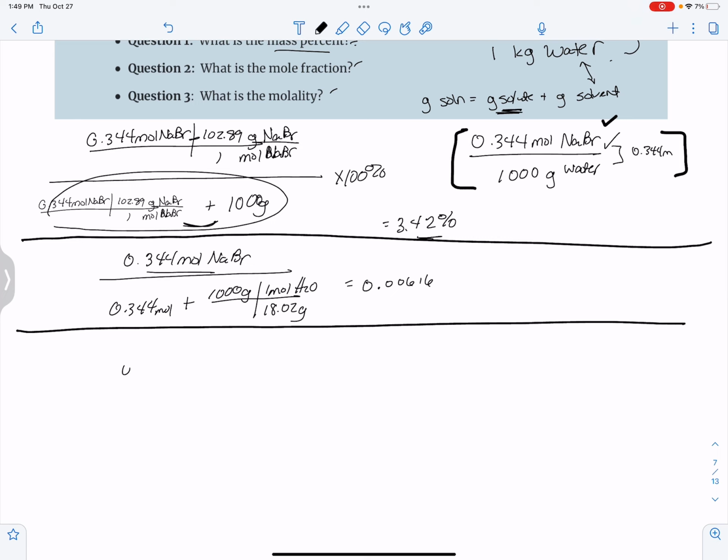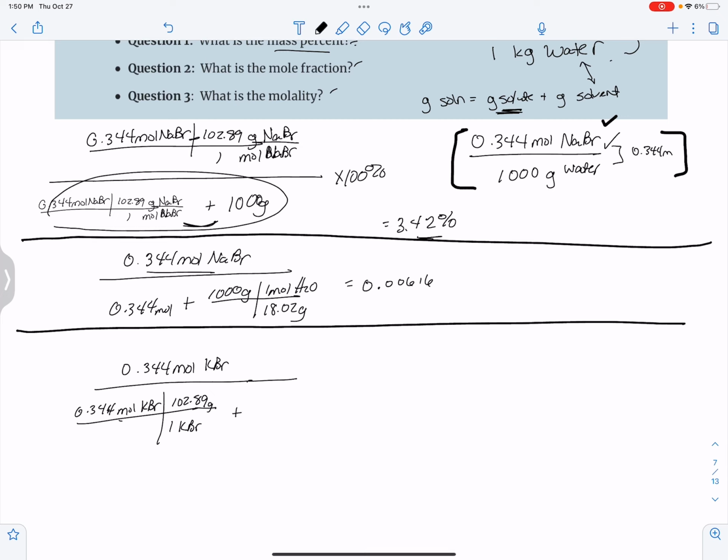So I've got my molality, my 0.344 moles of KBr. So I got that. And then for molality, I'm going to take that 0.344 moles of KBr and I'm going to turn them into grams. So that's grams of KBr.